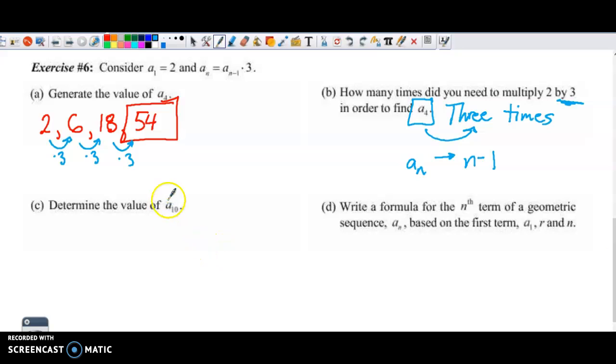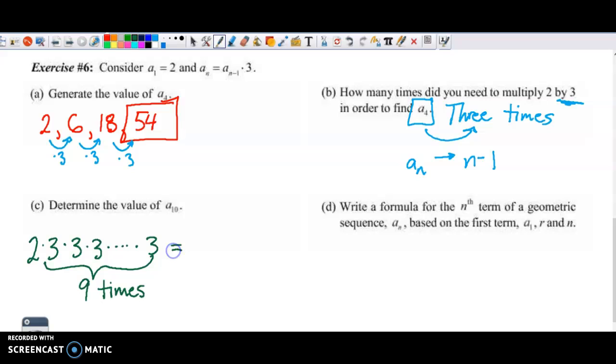So if I asked you to find the value of a sub 10, that means that we start with 2 and we multiply by 3 times 3, 9 times. Now, how do we write it as an actual problem? We have 2, because that was our starting number, times 3 to the, let me write it this way, 10 minus 1 power. Because we're doing a sub 10, and we do it to the 10 minus 1 power.